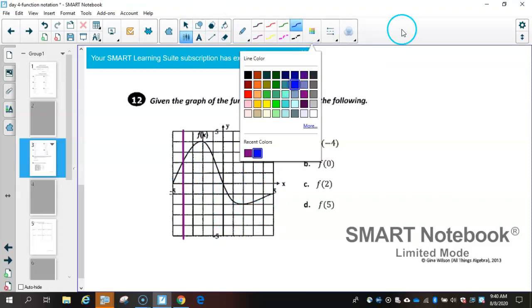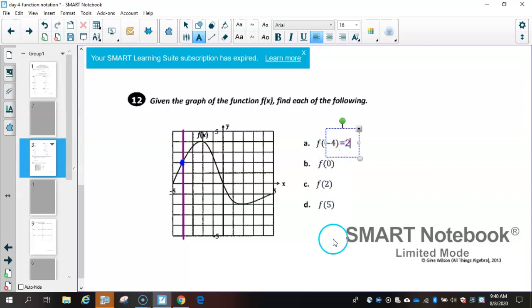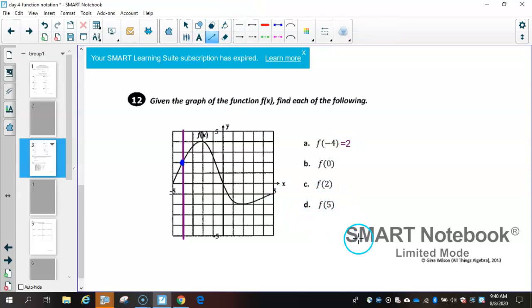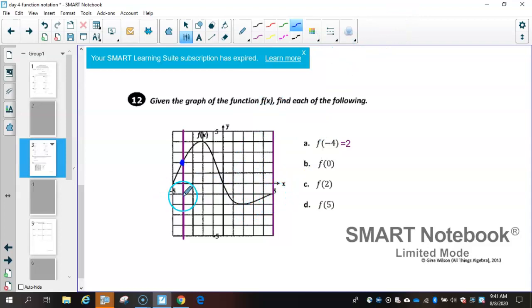So if we look on this graph, when x is negative 4, y is this point right here, which is 3, 2, 1, 2. Sorry, I misplaced my x-axis. So when x is negative 4, y is 2. And then we could do the same thing for f of 5. When x is 5, what is the value of y? Well, when we look where the graph is, it touches right here, and this would be at negative 1.